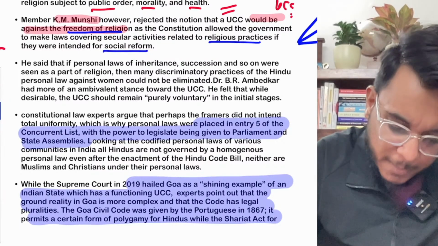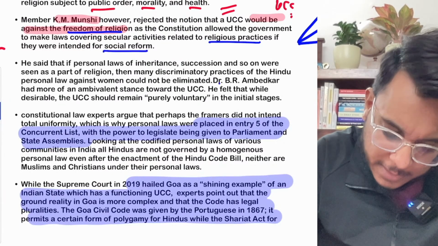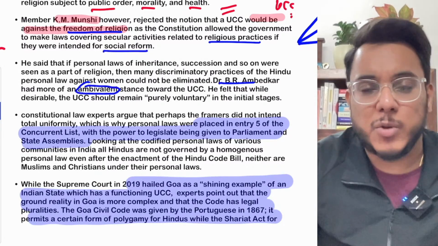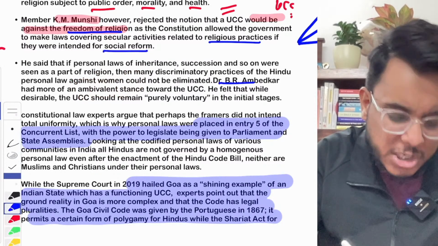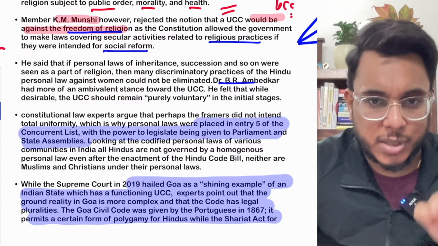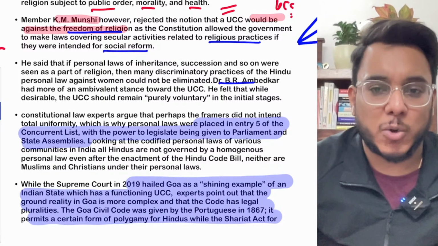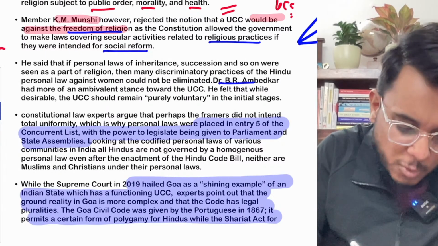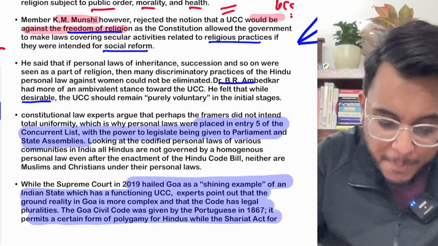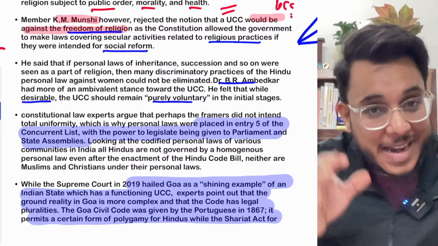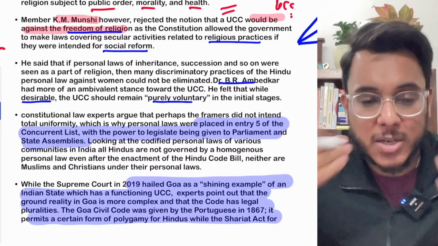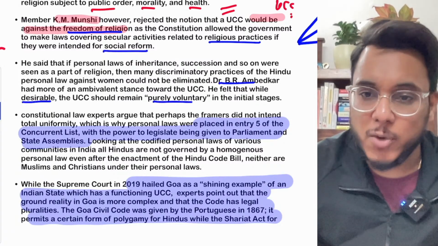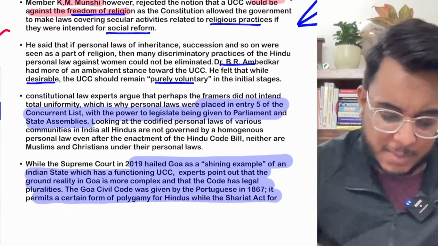Then Dr. B.R. Ambedkar had an ambivalent viewpoint. An ambivalent viewpoint means one leaning on both sides, which doesn't have very clear undertones. So B.R. Ambedkar provided that the UCC is desirable, but it should be purely voluntary. The state should not impose it. If people want, people should demand the UCC's imposition. So here are the multiple viewpoints that actually existed at that point of time.